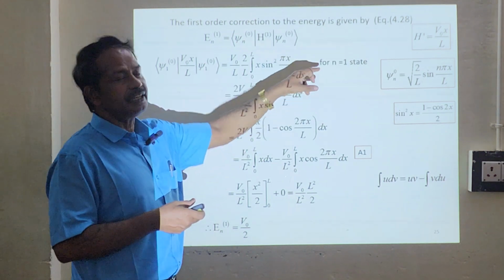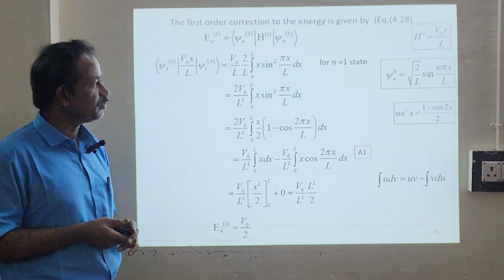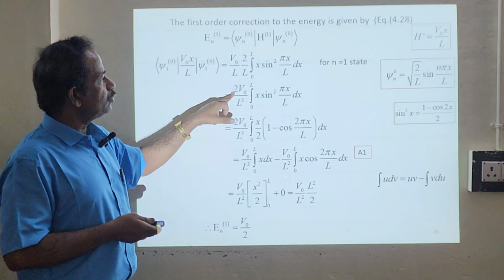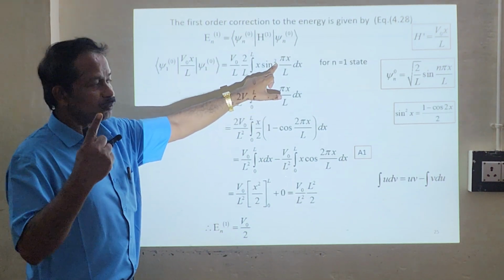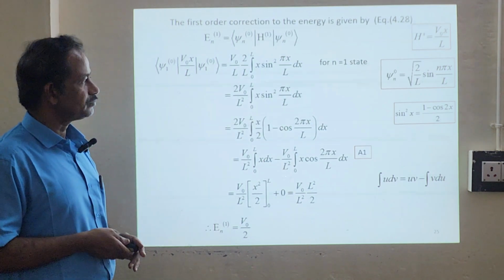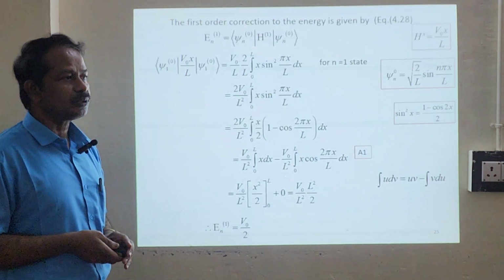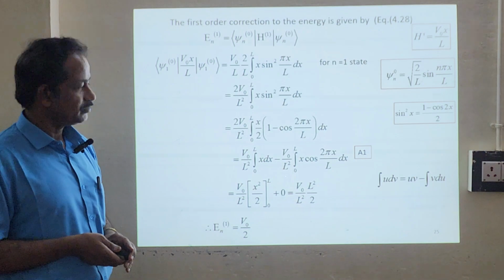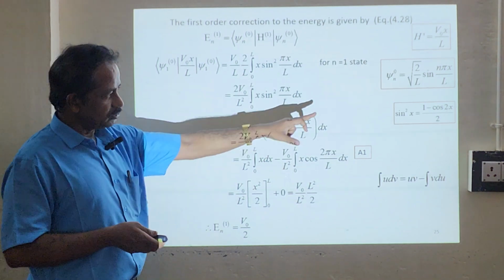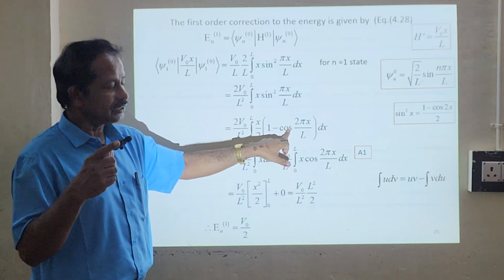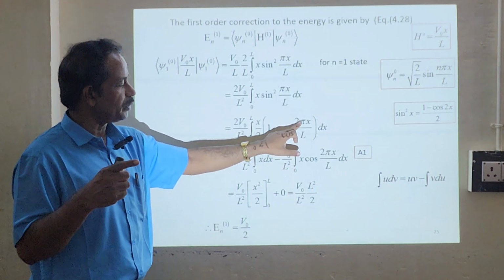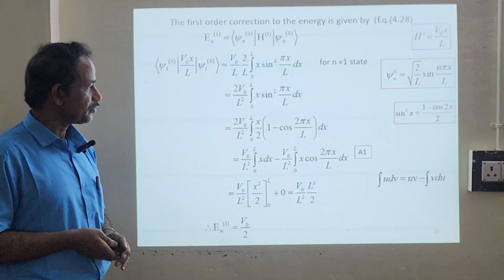We will go first for n equal to 1. For the first state, n equal to 1, you will get 2 V naught by L squared, x sin squared, n equals 1, so pi x by L. We know already sin squared x equals 1 minus cos 2x by 2. So we have x by 2, you just pull out x by 2. The remaining term will be 1 minus cos 2 theta, so 2 pi x by L.